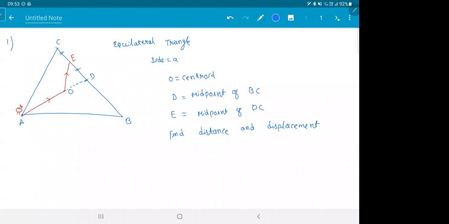We have done things similar to that. I just modified a bit. You know this thing, AD will be the altitude. It's a median, altitude, everything. Get it? Anyone didn't get the question, please ask me. Question is clear, you got 3 minutes.